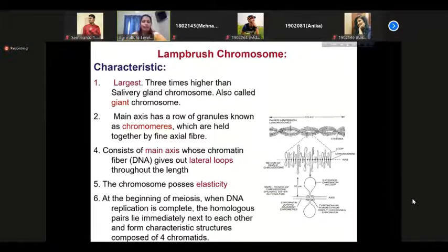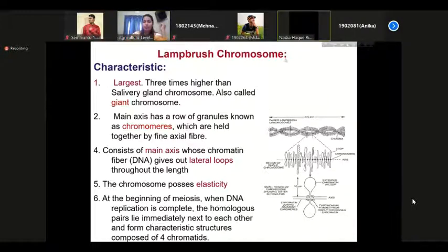The main axis has a row of granules known as chromomeres. You can see the structure of a giant chromosome. It is a segment of a pair of two chromatids. They paired during the zygotene or diplotene. What are called leptotene, zygotene, pachytene, diplotene, diakinesis.